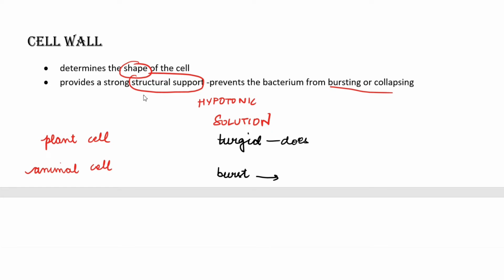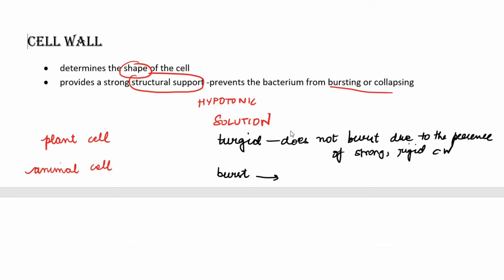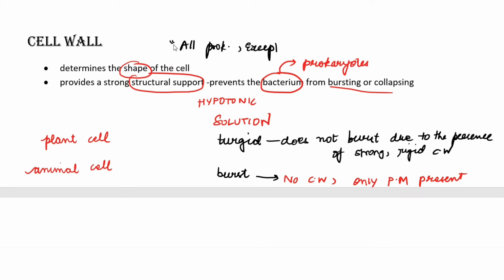So bacterium here is a prokaryotic cell. Even when you place a prokaryotic cell in a hypotonic solution, it does not burst, because it has a rigid cell wall. All prokaryotes except mycoplasma have a cell wall. Remember, it's a fact. So what happens when you place mycoplasma in a hypotonic solution? You know it by now. Alright.